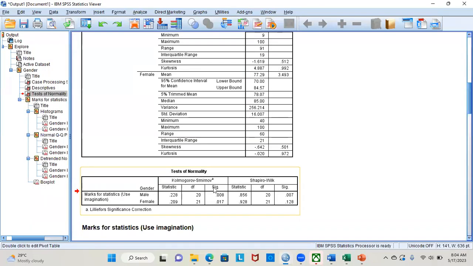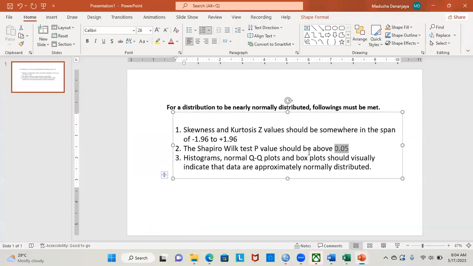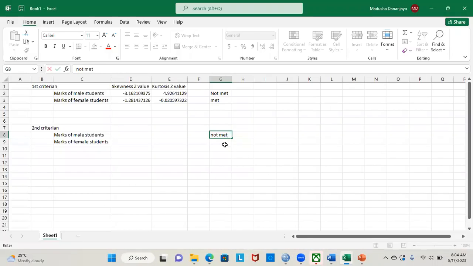But for female students, that distribution, the value is 0.128, which is above 0.05. So the criterion is met. So it should be an approximately normally distributed one.